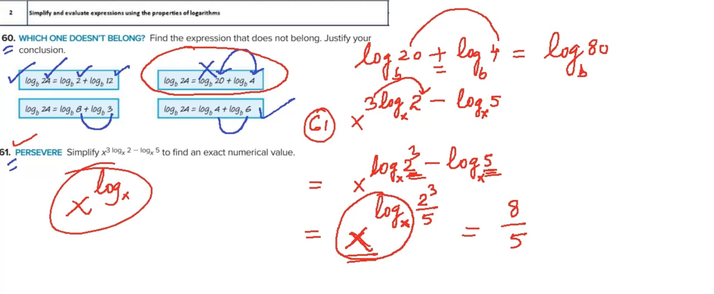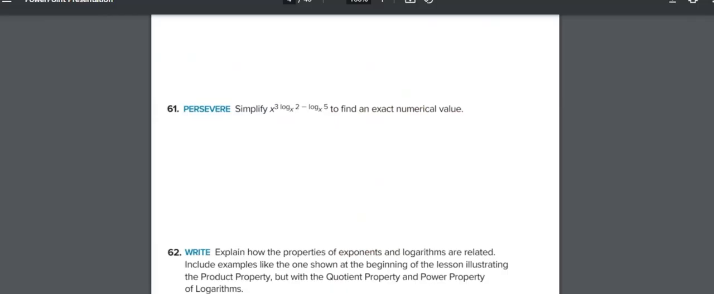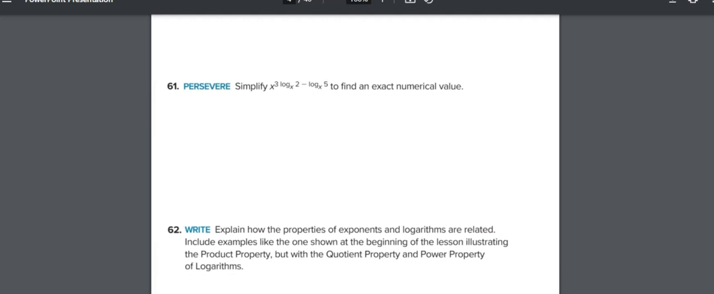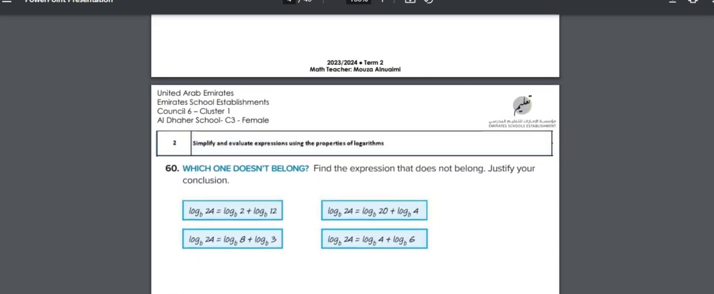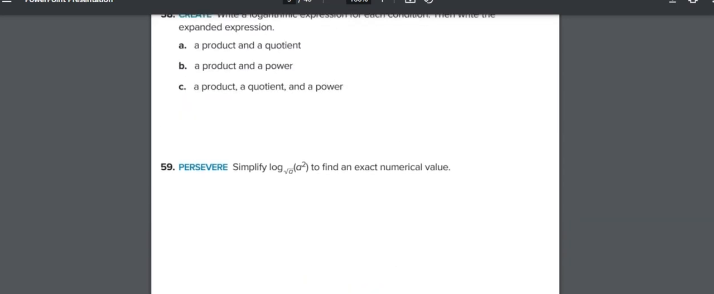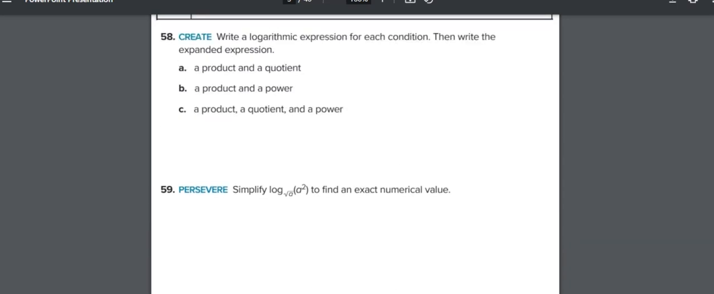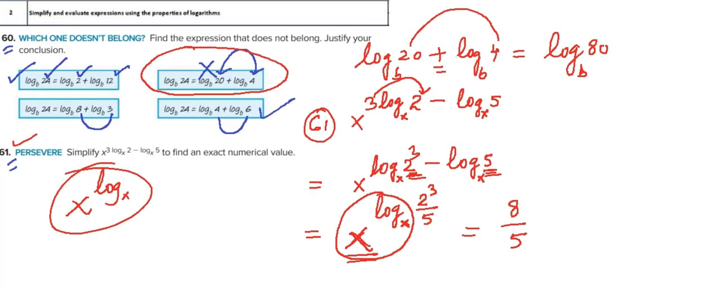Now multiple choice question 2 is completed, but there is one more question that you can answer from your side, on page 62. Explain how the properties of exponents and logarithms are related. Include an example. We have already done this example in question number 58, so you can see question number 58.